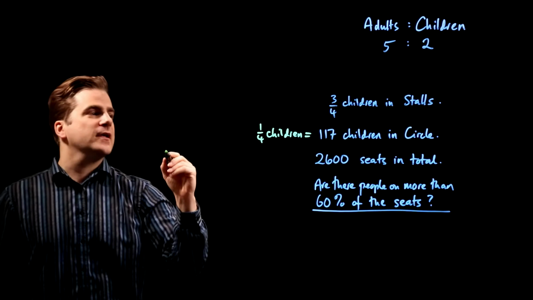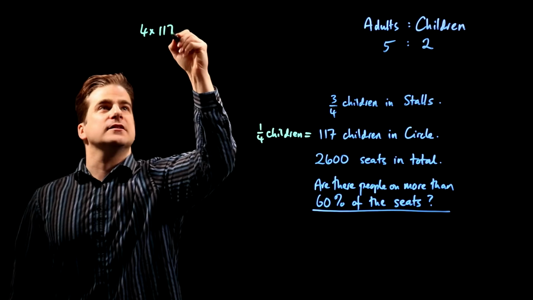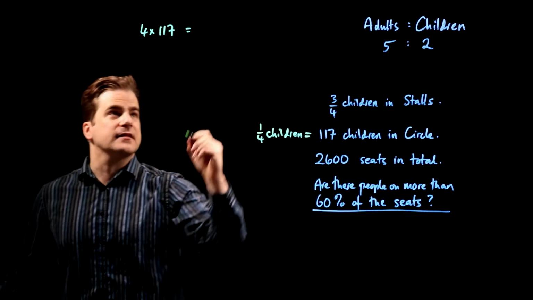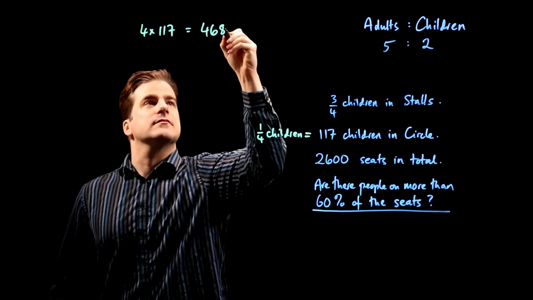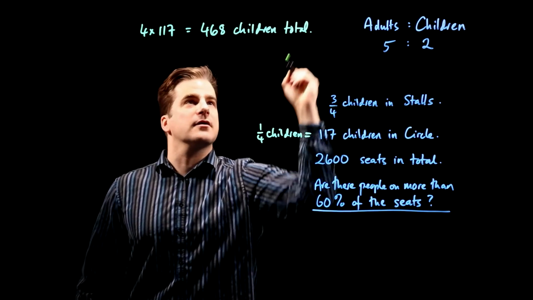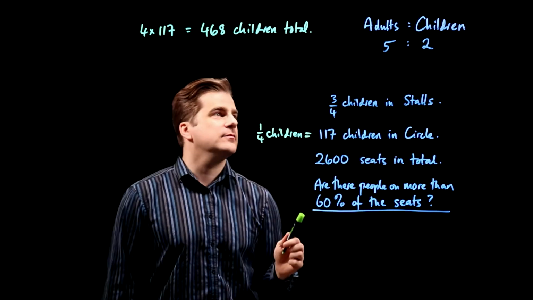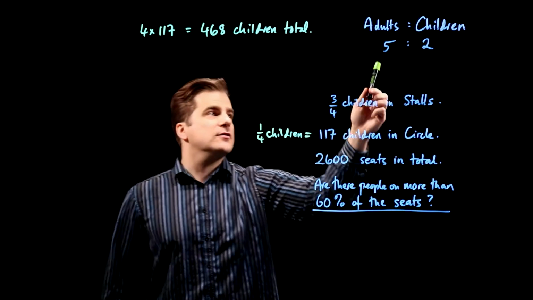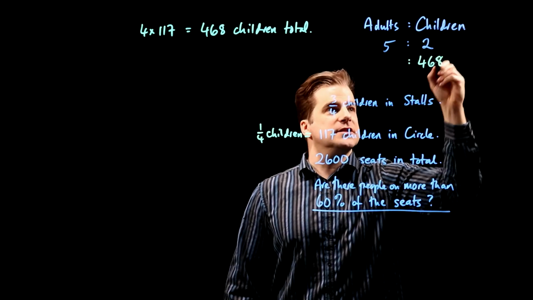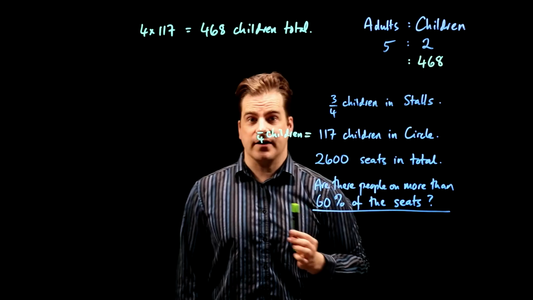Okay, so therefore, there must be 4 times 117 children in total, okay? Which is 468 children in total, okay? Good. So we've used these two. Now we can go to this one because we know that there are 468 children in total. And because we know the ratio of children to adults, we can work out the number of adults.